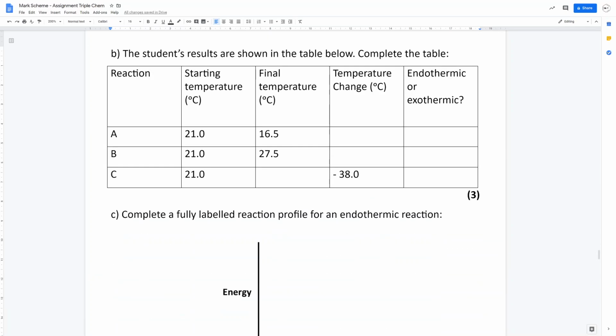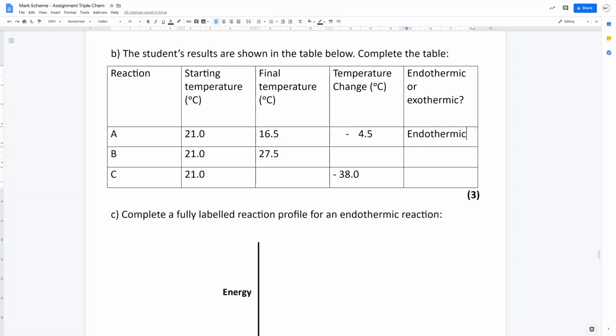Right, so the student's results are shown in the table below. Complete the table. So you've got to work out the temperature change. The way you do this is you take the final temperature and you take away the starting temperature. So 16.5 minus 21. That's going to get you minus 4.5 as your answer for that one. I would have accepted 4.5, but the key thing to notice is that this is a decrease in temperature, which means that the reaction must have absorbed some of the heat energy that was already there, so the surroundings have cooled down. That's a clear indicator of an endothermic reaction.